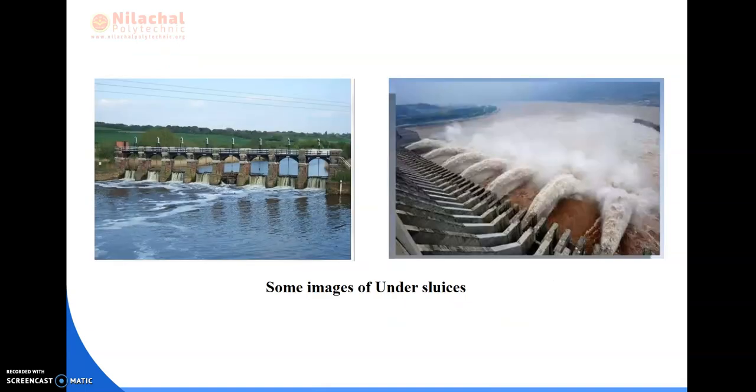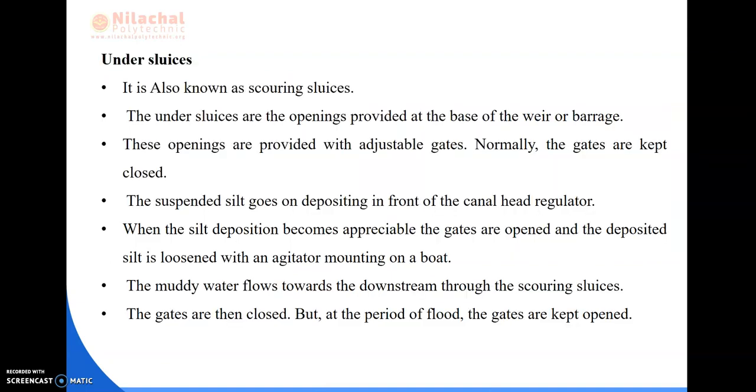Okay. So these are the images of the undersluices, and they are also known as scouring sluices. These undersluices are the openings provided at the base of the weir or the barrage, and these openings are provided with adjustable gates. And mainly why are these provided? To deposit the suspended silt that is made in front of the canal head regulator, and when the silt deposition becomes appreciable, the gates are then opened and the deposited silt is loosened with an agitator mounted on a boat.